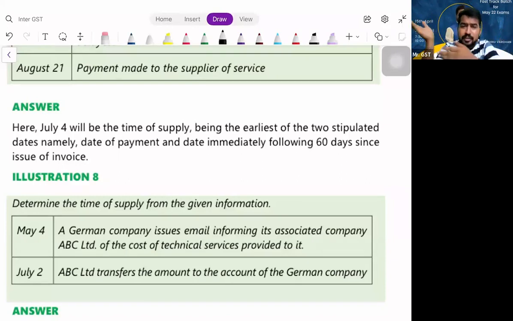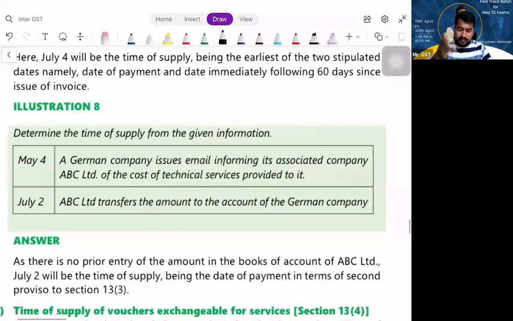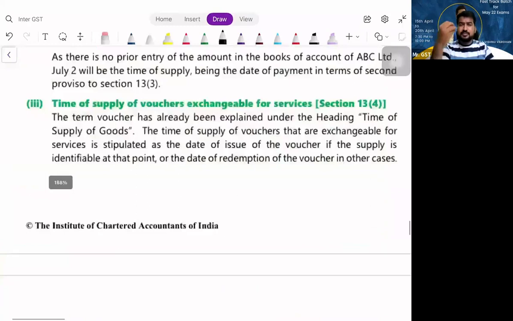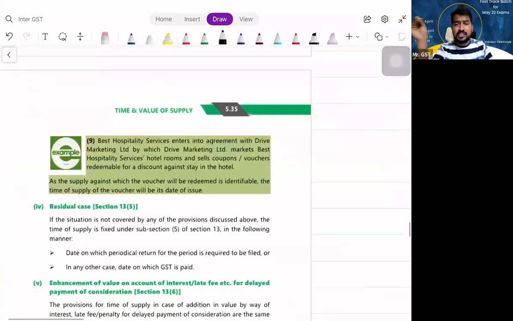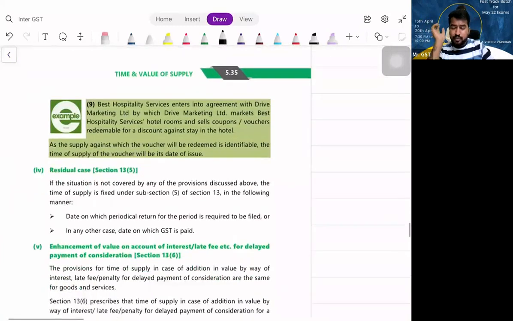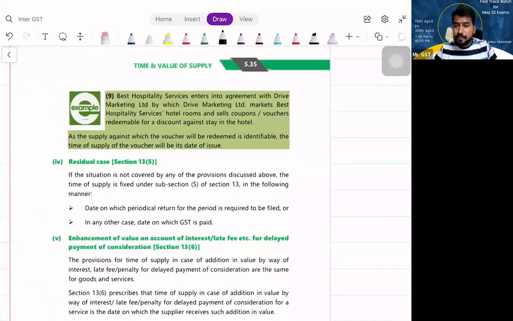Date of payment or date of entry. Date of payment they have given. Date of entry will happen somewhere in future. Which is earlier? Obviously, July 2nd is earlier. Is it clear? Simple, that's the story there. Then for vouchers and all other cases, it remains the same story. Section 12 subsection 4, 5, 6 is equal to 13 subsection 4, 5 and 6. Is that clear?